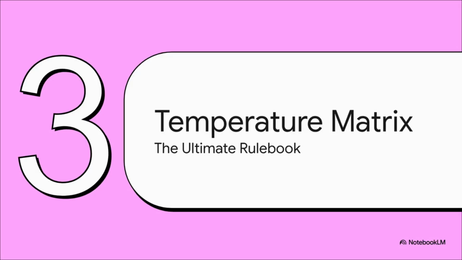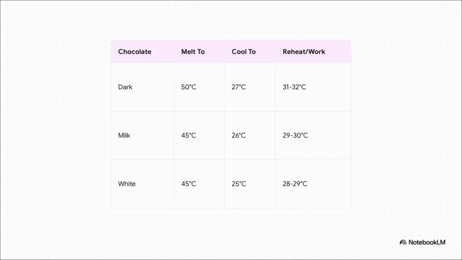Let's move to and see how this builds into Section 3, the critical temperature matrix. We've talked extensively about the physical tools and the 5 methods, right? But none of those matter if you don't understand the strict chemical rules that dictate exactly how those tools are used. Take a mental screenshot of this matrix, guys. This is the core physics of the entire process, the ultimate rulebook for your pastry lab.